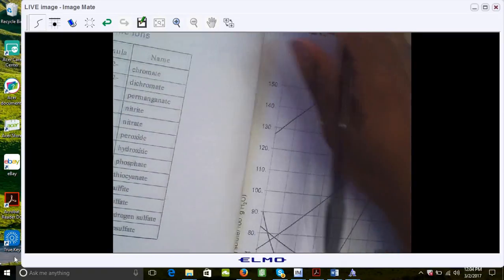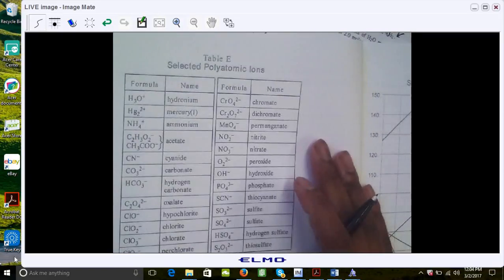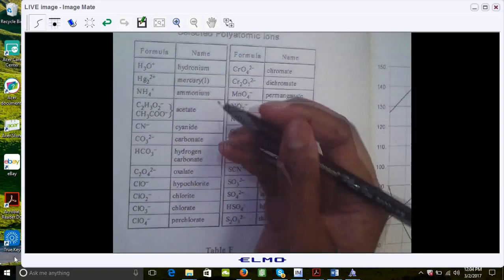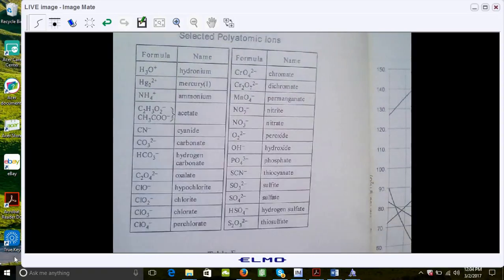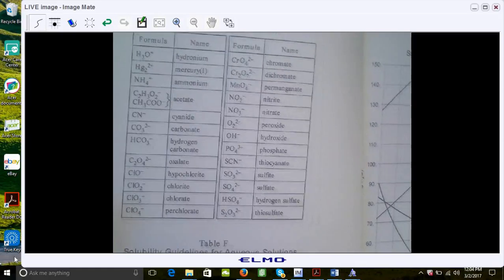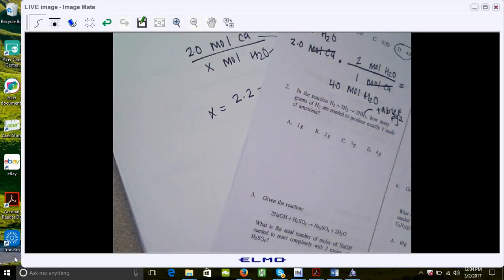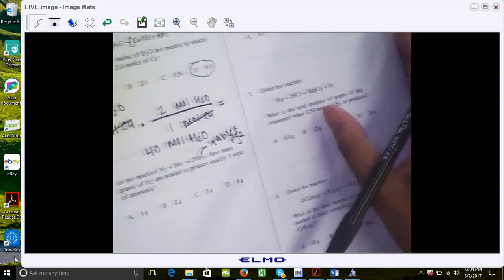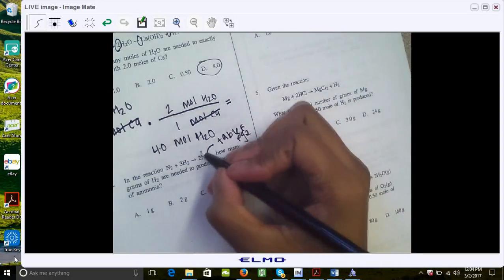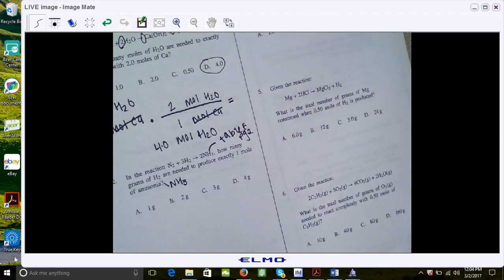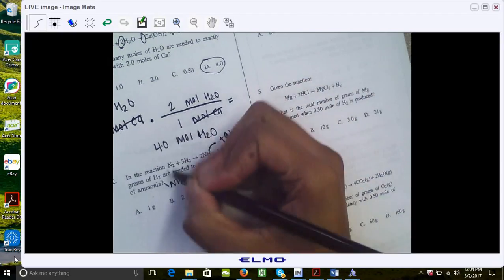So we find table E with our polyatomic ions. So if we look, ammonium is NH4, and ammonia is going to be equal to NH3. You must memorize that ammonia is NH3, because you'll see it a lot. Eventually you can use it. So that's ammonia, NH3. Okay, my equation is balanced.